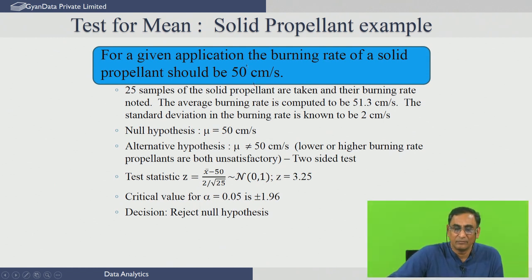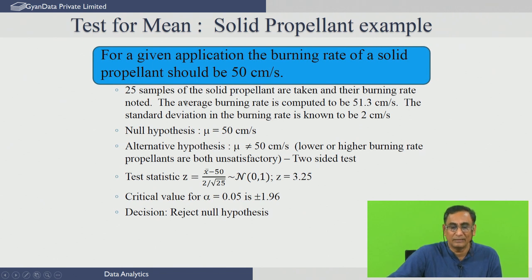In this case, we have looked at a manufacture of a solid propellant, and we want this solid propellant to burn at a certain rate, and this burning rate of the solid propellant is specified to be, let us say, 50 cm per second. If it burns at a higher rate, then we will not be able to control the rocket. If it burns at a slower rate, then the rocket may not even take off. So, we are going to check whether the propellant we have made, which is based on mixing a lot of different chemicals, whether it will have a burning rate of 50 centimeter per second.